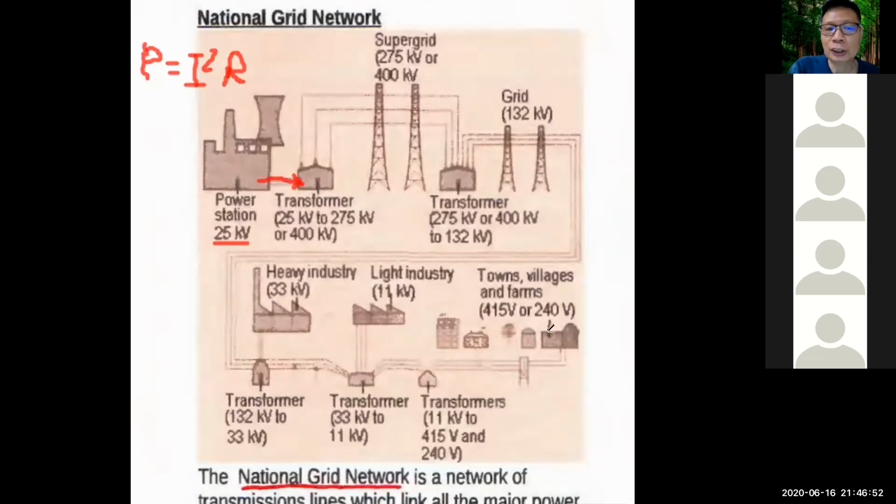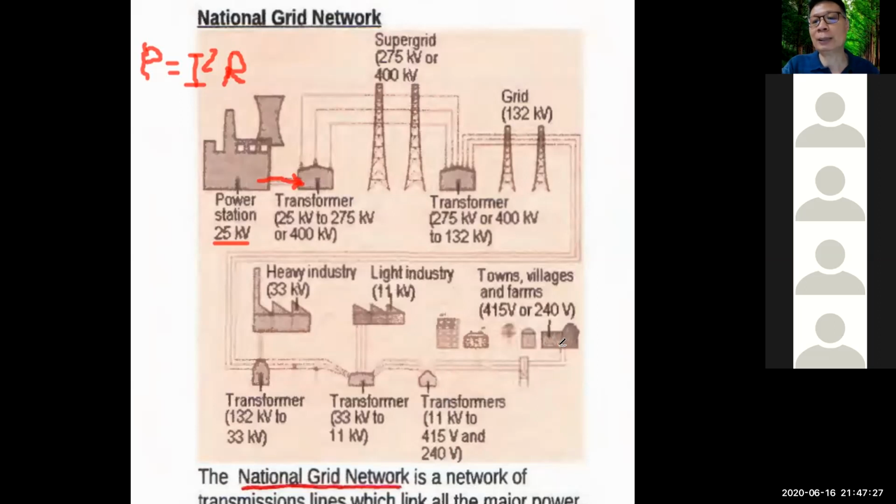Understand? So you see the whole system here. Start from the power station. Only one transformer is step up, only the first one. 400. The rest all step down. 132. Step down to 33,000 for heavy industry. Step down again to 11,000 for light industry. Step down again to 415 for hospital, shopping center, and so on. And last, step down to 240 for housing area for us.